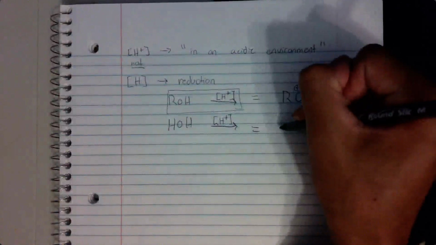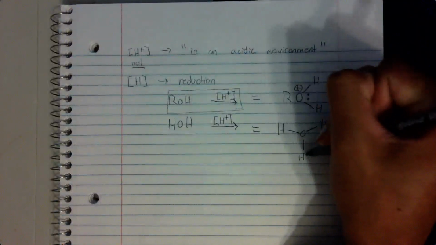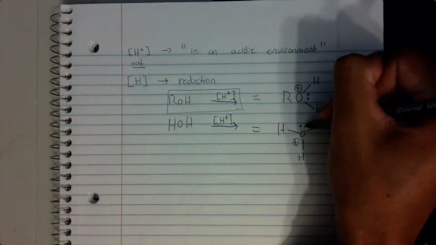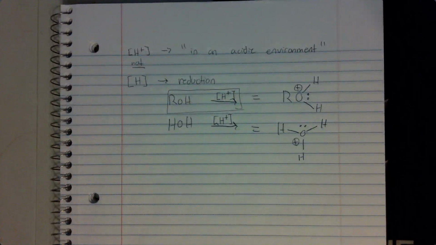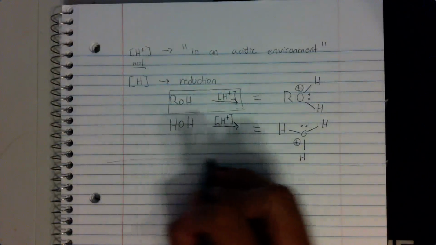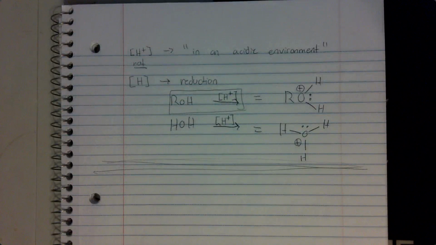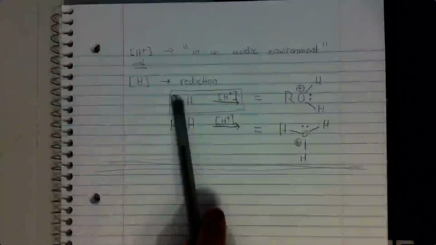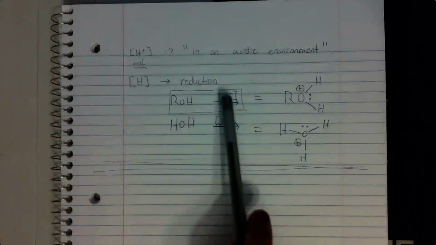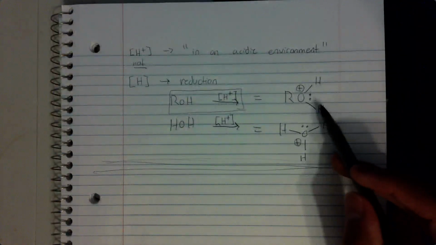And so that would be hydronium, as I just demonstrated. Okay? So this is very, very important. If anything, this above this line right here is the most important thing you can take away from watching this video. You have methanol, ethanol, propanol in an acidic environment, and it will be protonated. And so fry this in your brain.